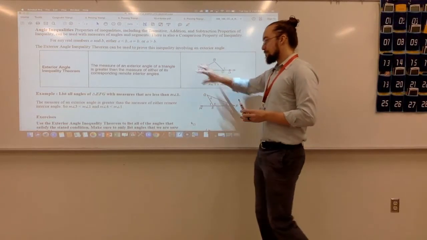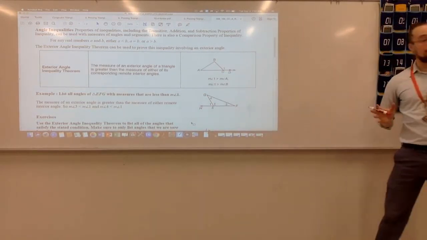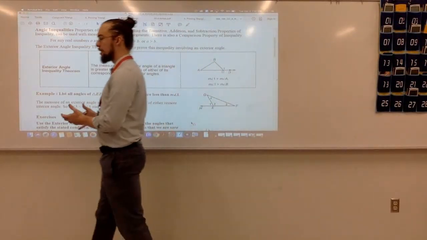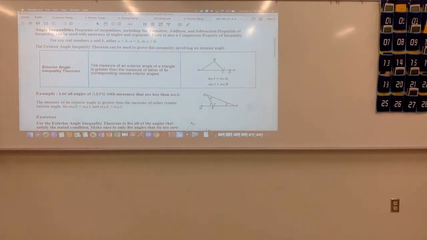Alright, so chapter 5 is about more properties of triangles. We're not really going to do many proofs in this chapter. It's going to be more properties. So today, the first property that we're going to look at is the exterior angle inequality theorem.